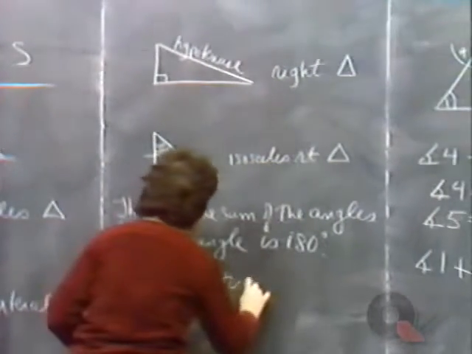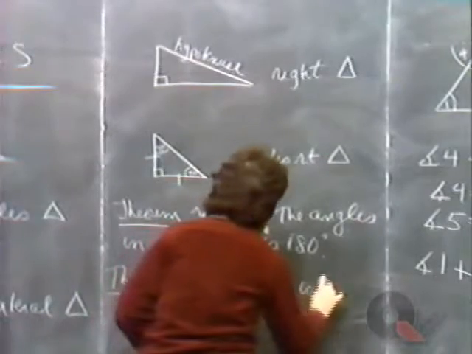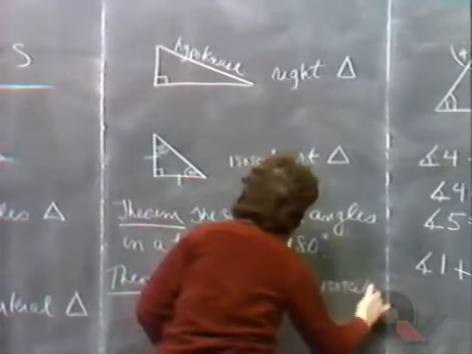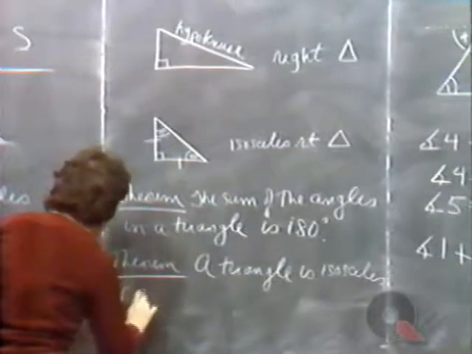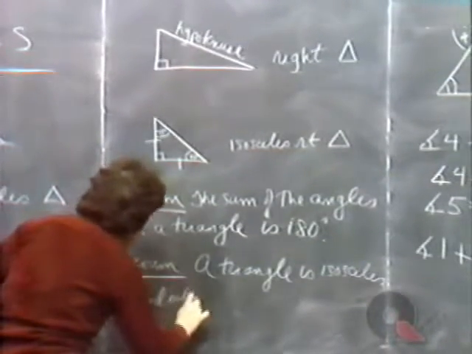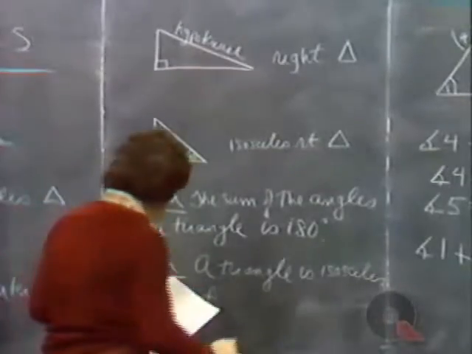A triangle is isosceles if and only if the base angles are equal.